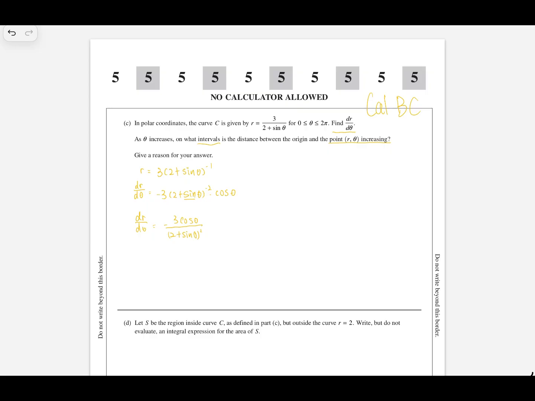Second, we want to find the interval where the distance to the point (r, theta) is increasing. And that is increasing when dr/d theta is bigger than 0. It's a square in the denominator, so it would always be positive. So we only need to consider the numerator. Negative 3 cos theta has to be positive, then cos theta has to be negative. In the CAST diagram, cosine is positive in quadrants 4 and 1 and negative in quadrants 2 and 3. So the interval where the distance is increasing is pi over 2 to 3 pi over 2.